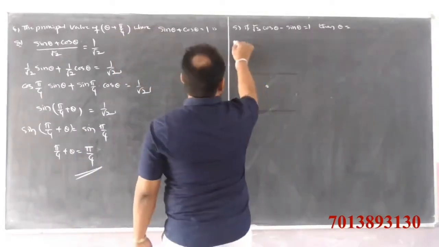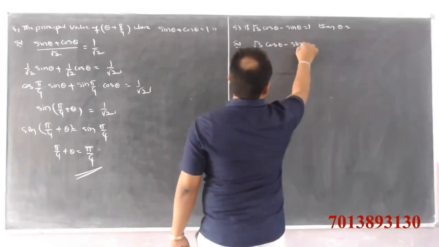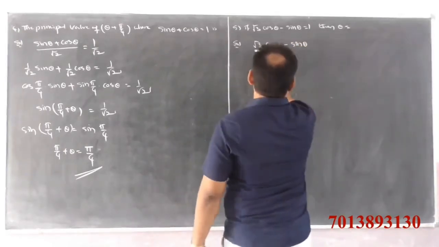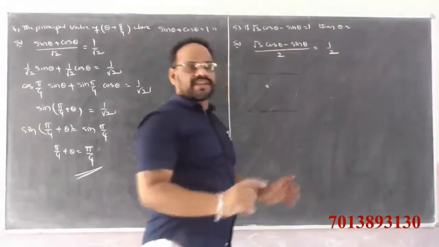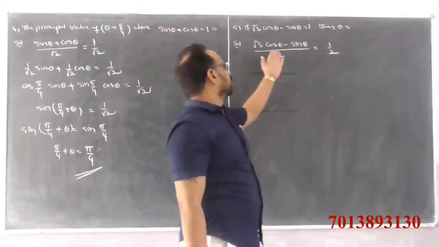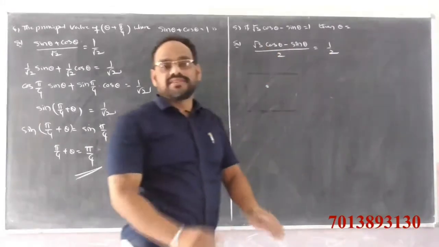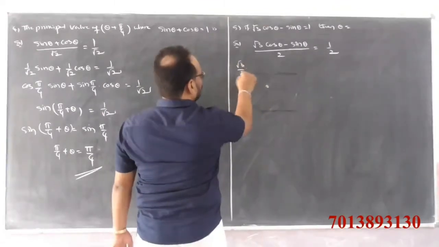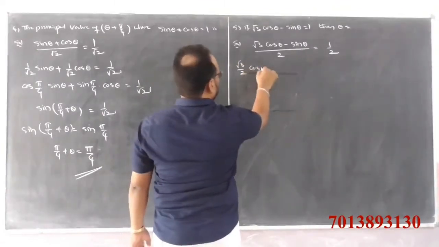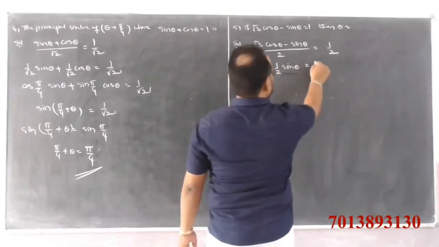So, given that solution, square root of 3 cos theta minus sin theta is equal to 1. Both sides divided by 2, that is equal to 1 by 2. So, root 3 cos theta minus sin theta by 2 is equal to 1 by 2. The 2 gets cancelled, the equation does not change. So, separate the denominator, we get here square root of 3 by 2 into cos theta minus 1 by 2 into sin theta is equal to 1 by 2.